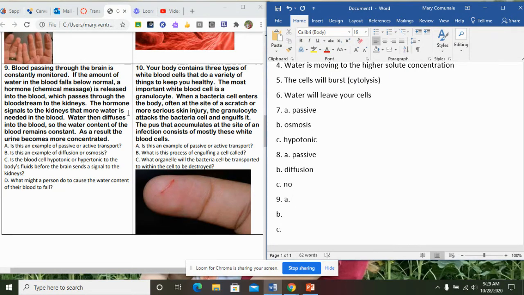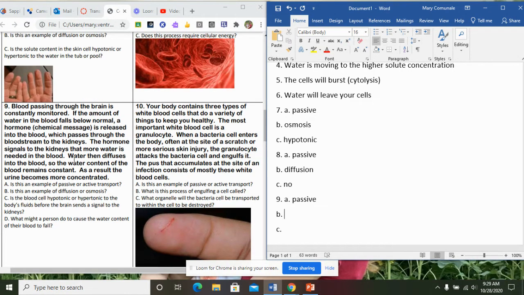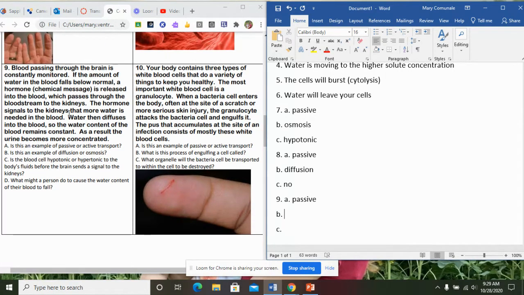So we say water is diffusing. Diffusion is passive. And we're looking here, it has a lower than normal concentration, so you're trying to increase that concentration. You're going from high to low. That would be passive. Is this an example of diffusion or osmosis? We're talking about water movement, so it's going to be osmosis. You'll never hear a sentence or read a sentence that says water then osmosises into the blood. It just doesn't work like that.